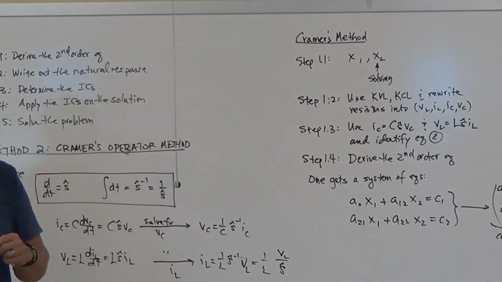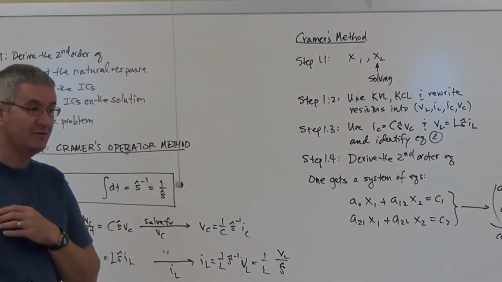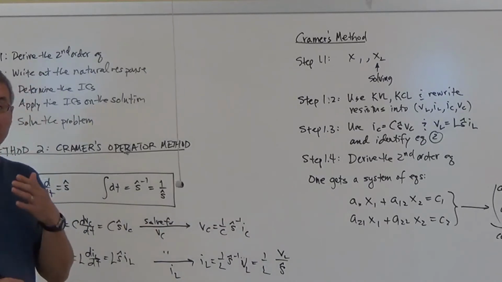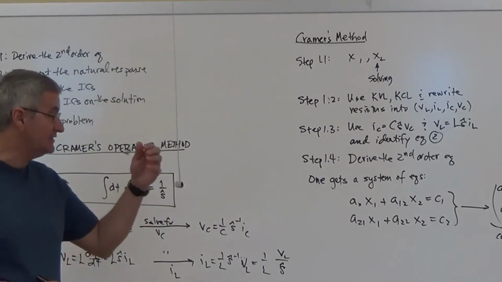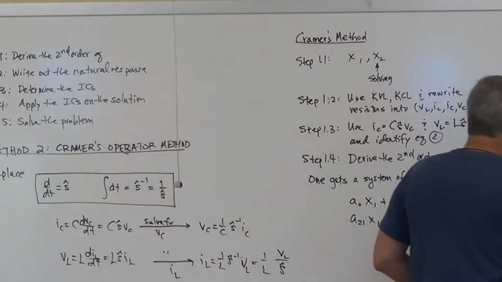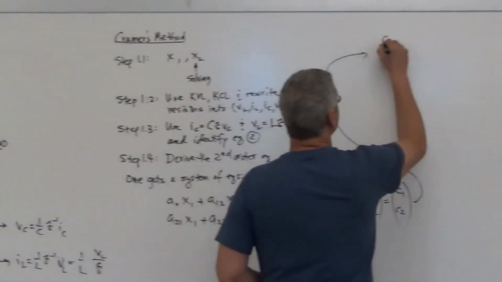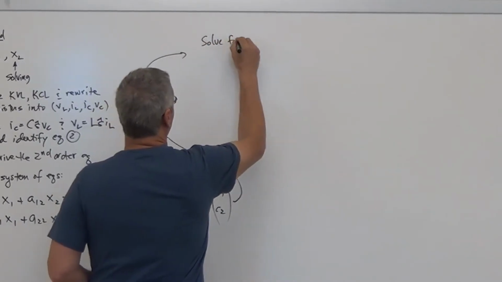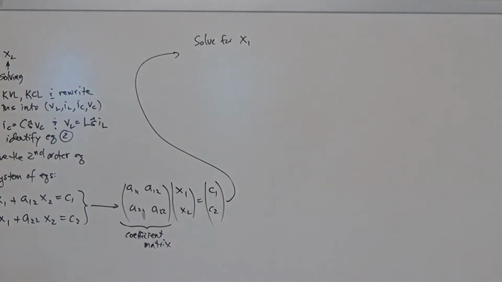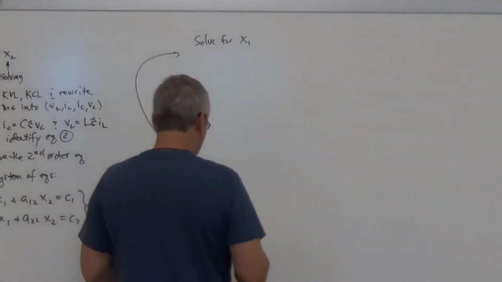The direct method gives you no intuition at all. Calculation-wise, it's far superior, but to understand what's happening in the circuit, this is still far superior. So what we do now is go in and solve for x1. How do we solve for x1? We use Cramer's method here, and the way we use it is we do the following.